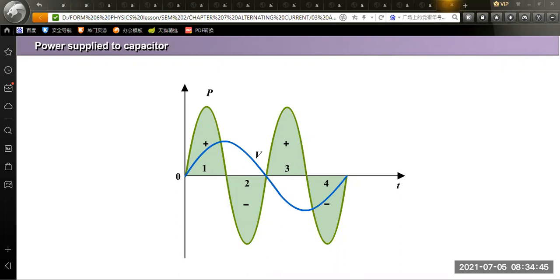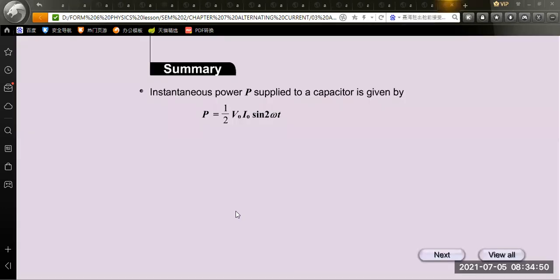As a conclusion, we can say that the instantaneous power P supplied to the capacitor is given by P equal to 1 over 2 V naught I naught sin 2 omega T. A pure capacitor does not dissipate energy. Ladies and gentlemen, these are the concepts of the reactance in a capacitor.